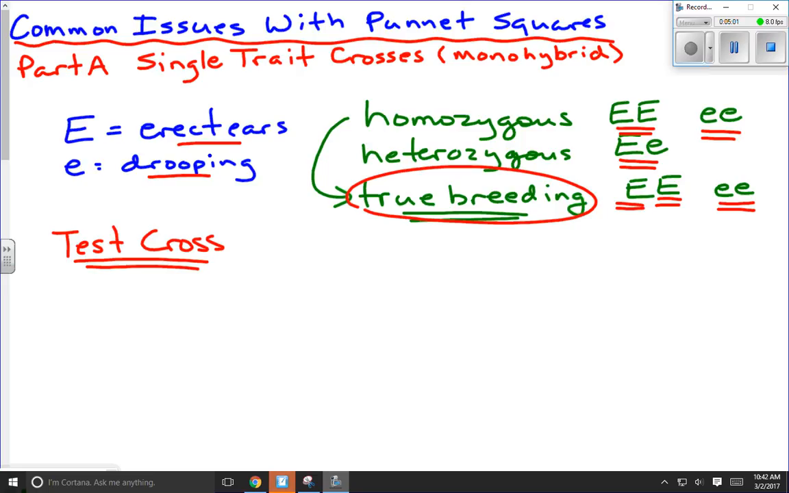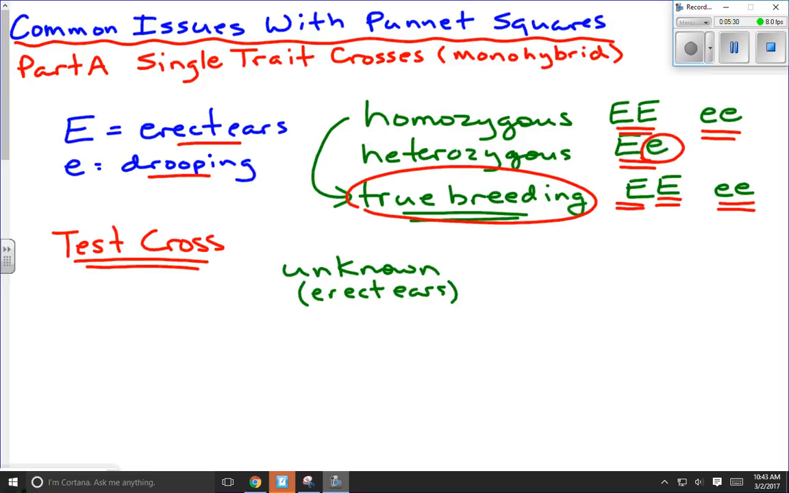So you don't want to breed a heterozygous individual because they could pass on that little e allele, and some of the piglets you get could end up having drooping ears, and in this example, they don't want that. So in a test cross, what we do is we cross an unknown pig, now it's unknown genotype. In other words, we do know something. We know that it's got erect ears. We wouldn't bother breeding a droopy ear pig if we didn't want any droopy ear pigs.